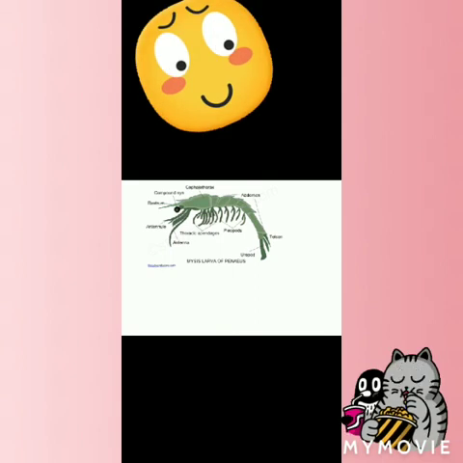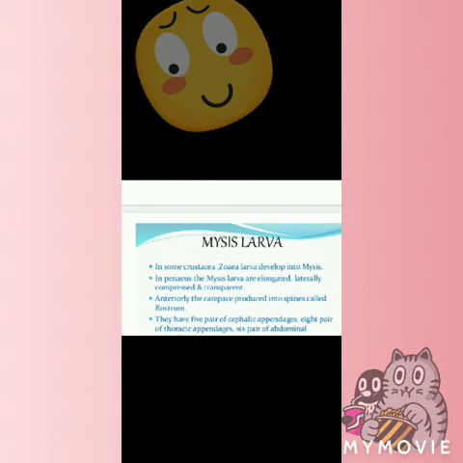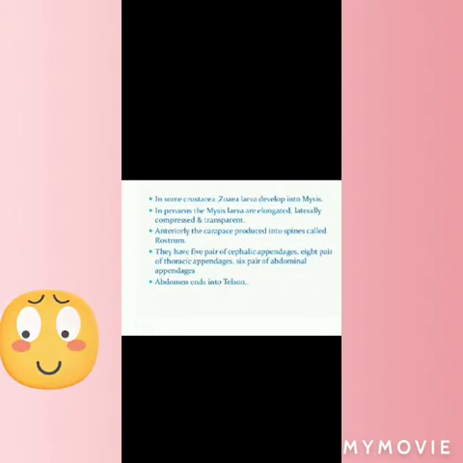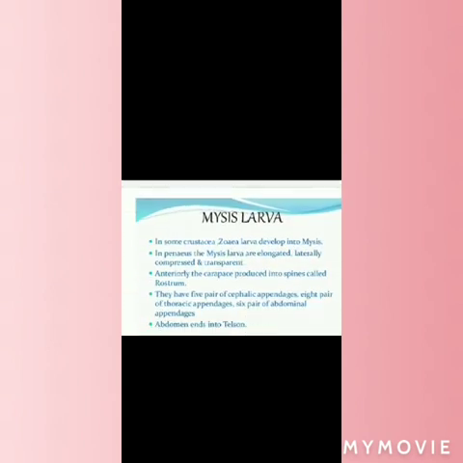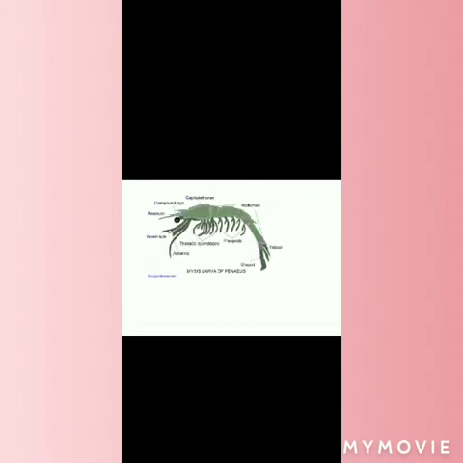Next we come to the mysis larva of Penaeus. See the structure first, right? Then we go to the characteristics. The zoea larva develops to the mysis larva. In Penaeus, mysis larvae are elongated, laterally compressed and transparent, and anteriorly the carapace is produced into spines and a rostrum. See here the diagram. There are 5 pairs of cephalic appendages, 8 pairs of thoracic appendages and 6 pairs of abdominal appendages. See the diagram, right? And the abdomen ends in the telson, right? And the uropod is also found here, right?